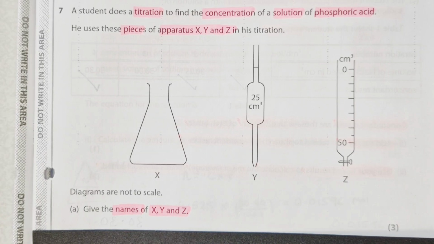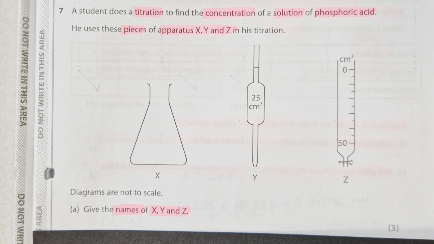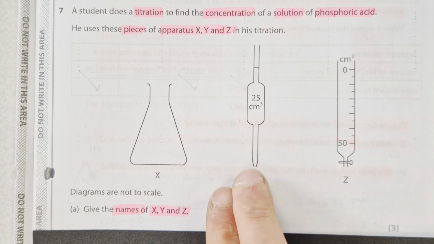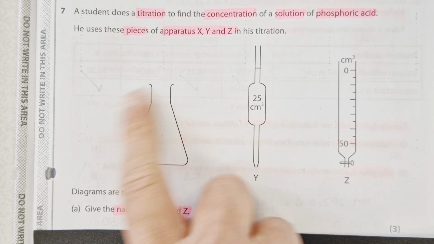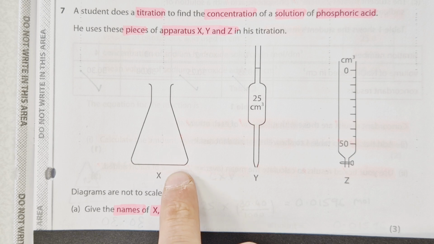And the final question of the paper is question 7, and it is a titration question. We start off with a really nice question, which is looking at apparatus. We're given apparatus X, Y, and Z, and we have to name apparatus X, Y, and Z. Well, X is looking very familiar to us as a conical flask.